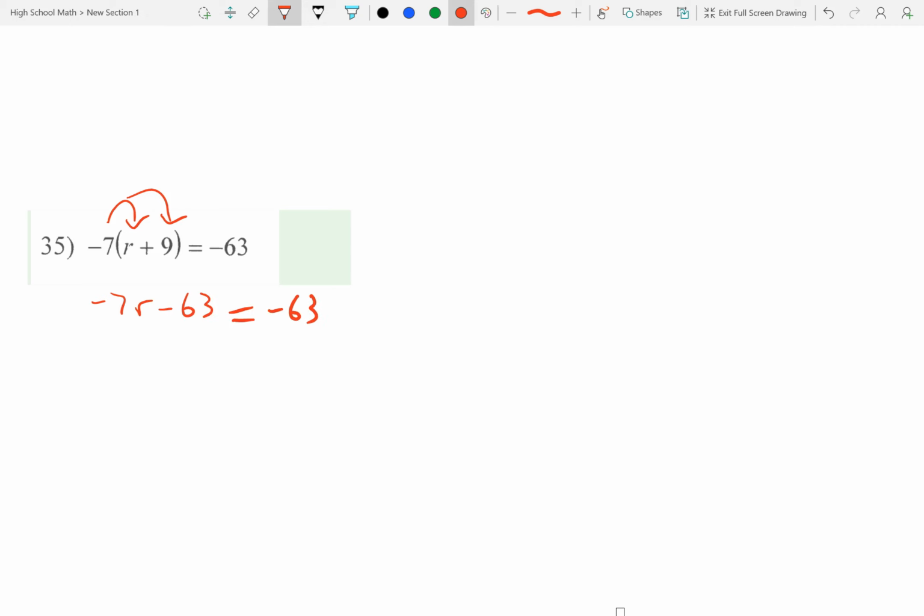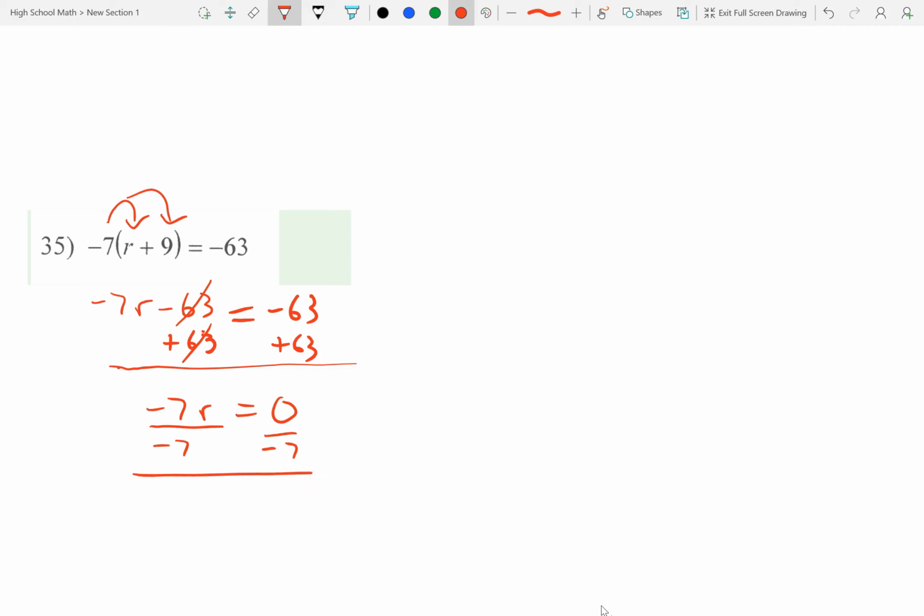Solving for r, we will undo this minus 63 on both sides by adding 63. Minus 63 plus 63 is 0, leaving negative 7r. Negative 7 times some number is 0. Clearly that is going to be 0, but let's show dividing by negative 7 on both sides. We have r is equal to 0. We could take that r equals 0 and substitute it back in, but it will work. This is a solution.